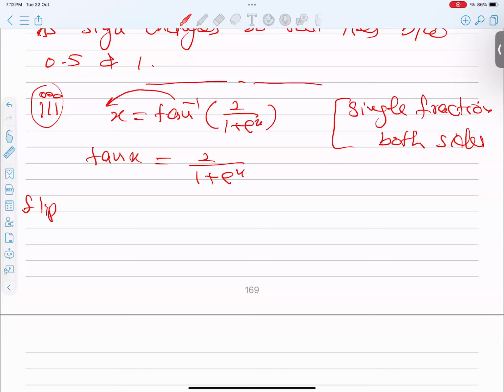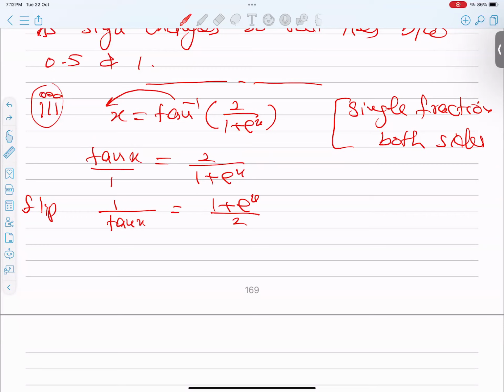When I flip both sides, this becomes 1 by tan, and this becomes (1 plus e to power x) by 2. Repeat my words: this goes up and this goes down. This is called the flipping criteria. Under tan, nothing, it's a 1. This goes up and this comes down. This is called the flipping criteria.